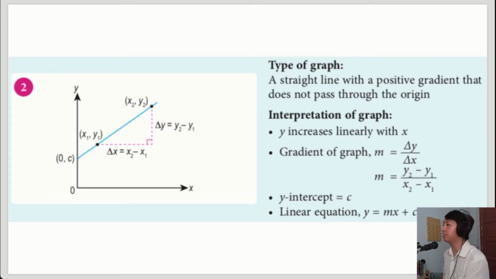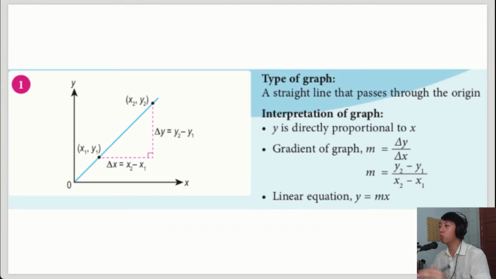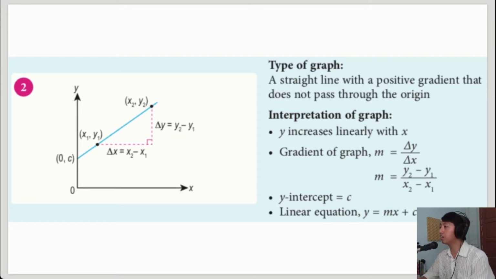Next type of graph. Okay, so ini hampir sama dengan graph yang kita baru saja lihat tadi. Cuma beza dia ialah, the only difference is that one goes through the origin. Yang pertama itu dia bermula dari 0, 0. Yang satu tidak mula daripada origin. So it does not start at exactly 0, 0. Or it does not, I shouldn't say start, but it doesn't pass through the origin.